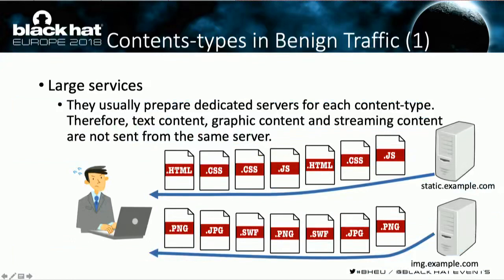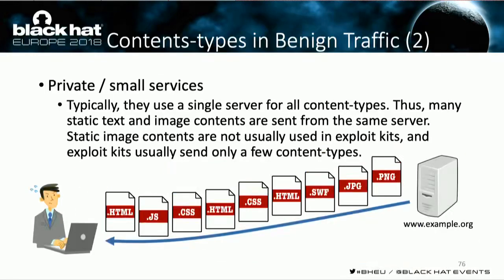The order is different when benign servers send contents. In the case of commercial large services, they typically prepare dedicated servers for each content type. For example, one for static text content such as HTML, CSS, JS, and so on. Another for graphic content such as JPEG, PNG, and so on. In the case of small services and private websites, they usually prepare a single server for all content types. Therefore, multiple contents are sent from the same server.